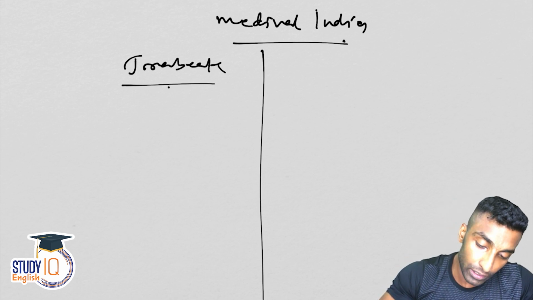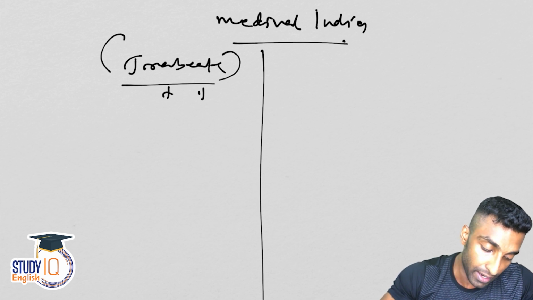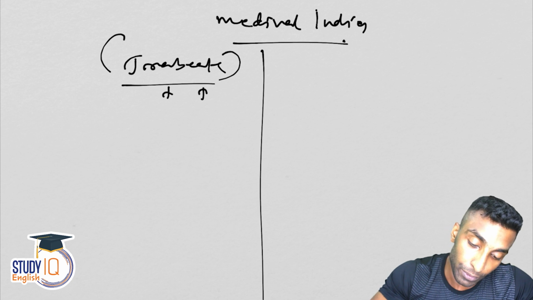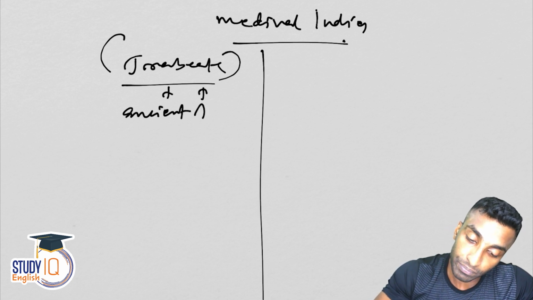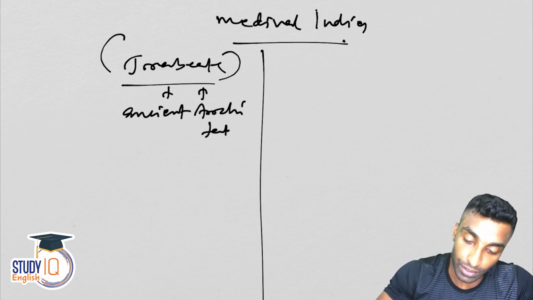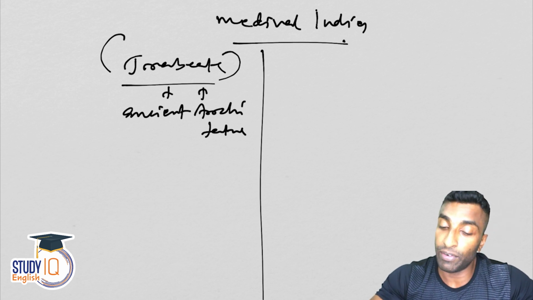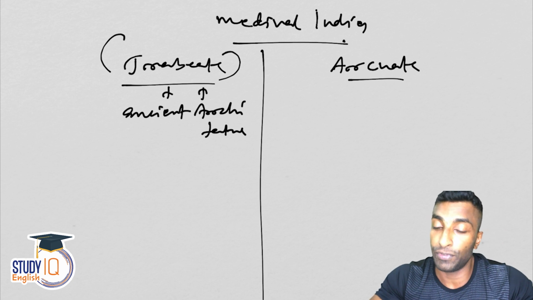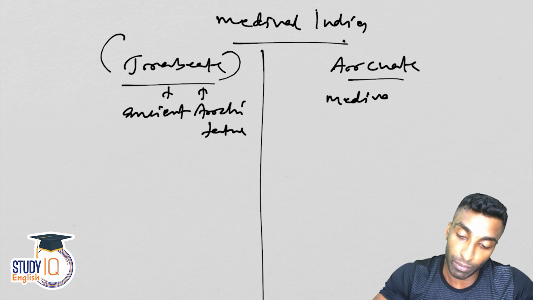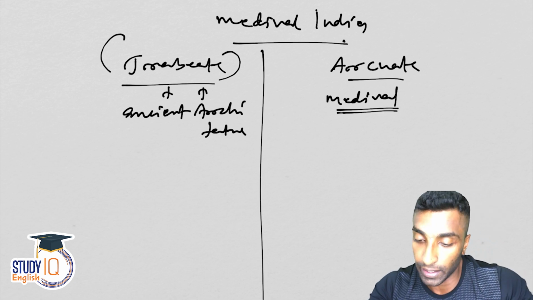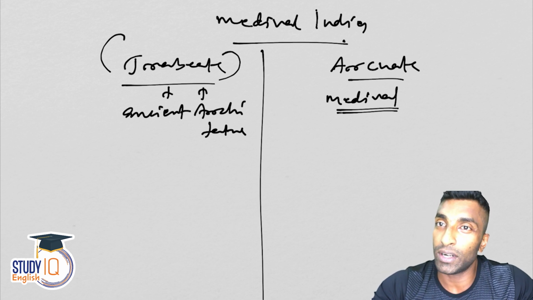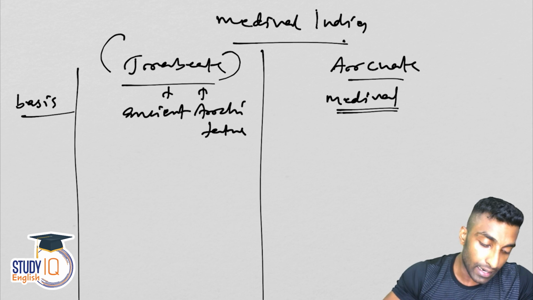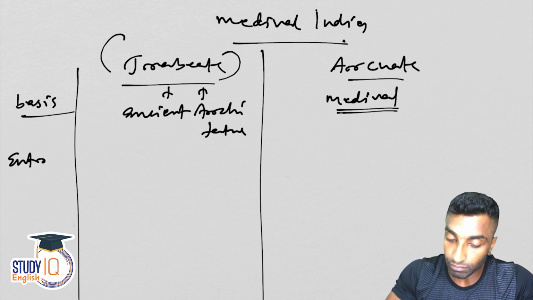All the architectural features of the ancient period are clubbed under trabeate architecture. So this is related to ancient architecture. What about medieval? It is arcuate. The architectural features of medieval are clubbed under arcuate. So we will have to see what the main difference is. Let's look into that difference. What are the bases that we are taking? Let's start with the entrance.